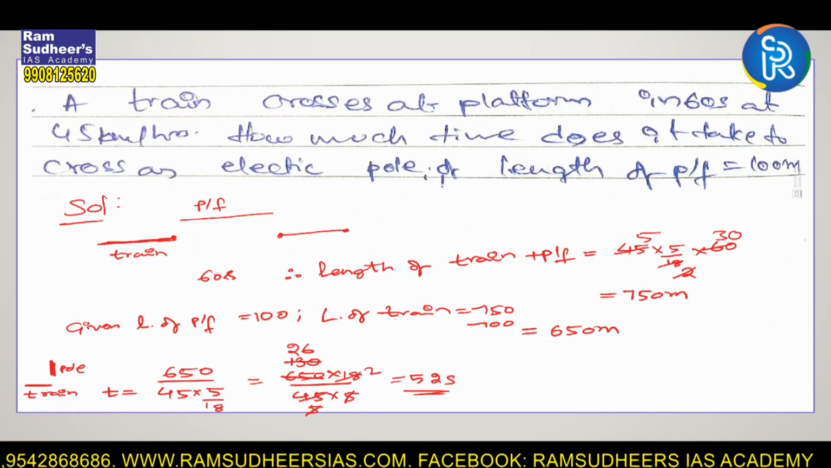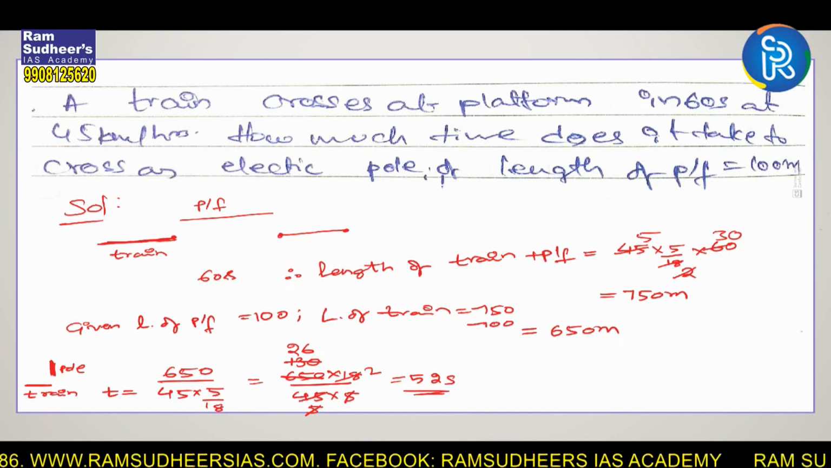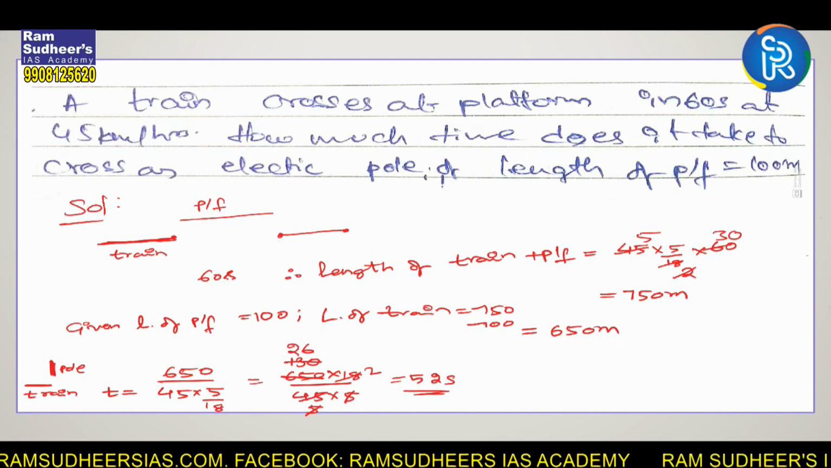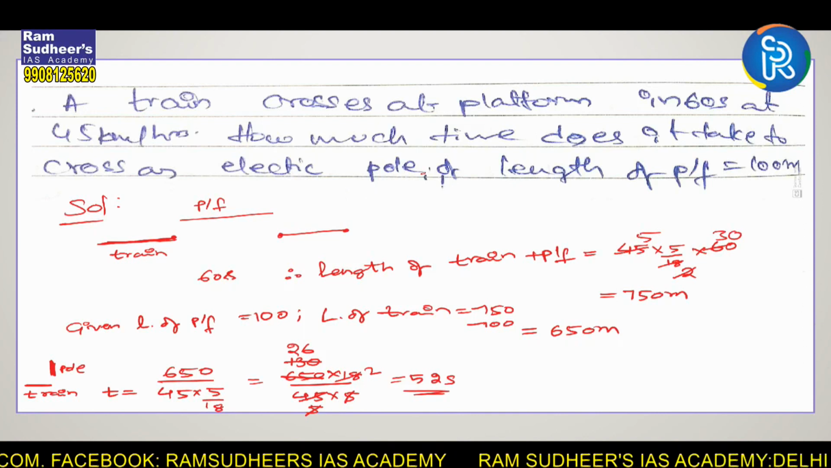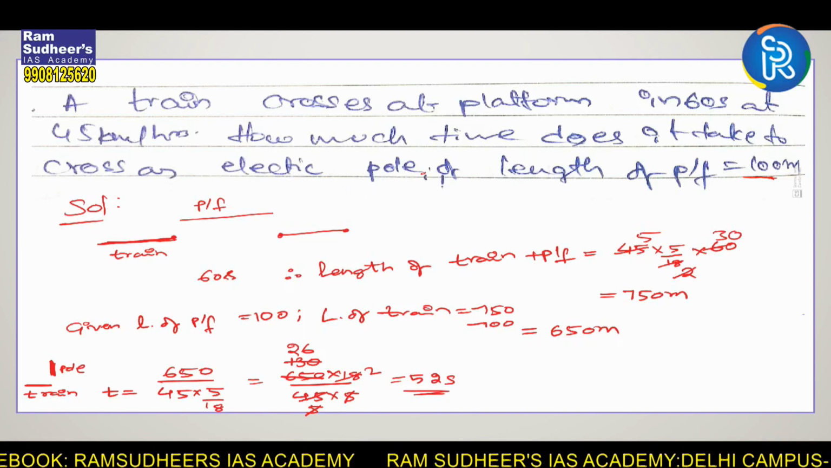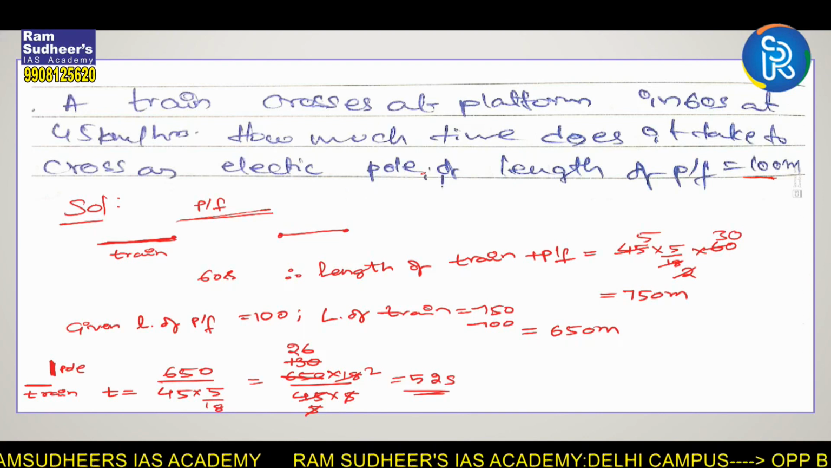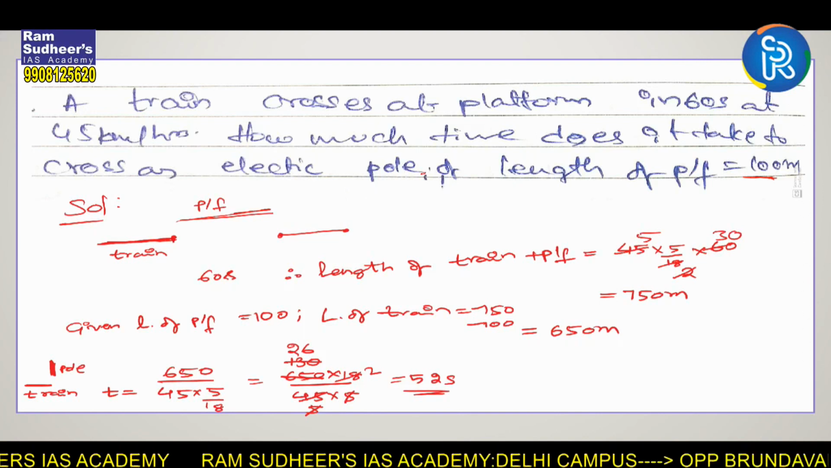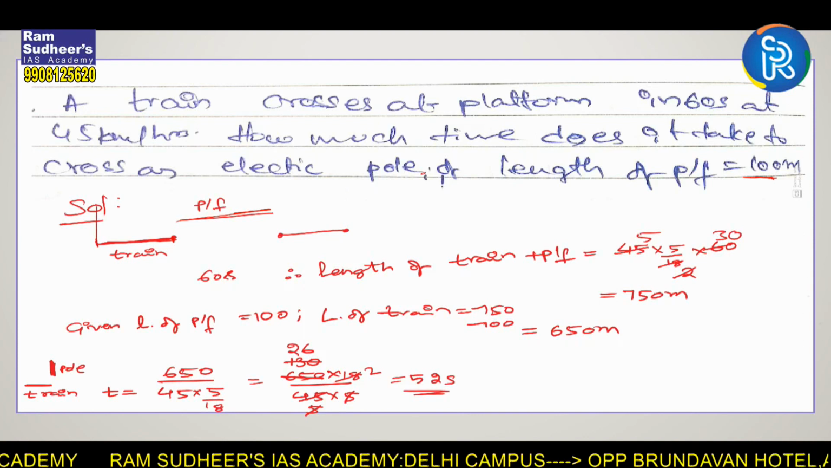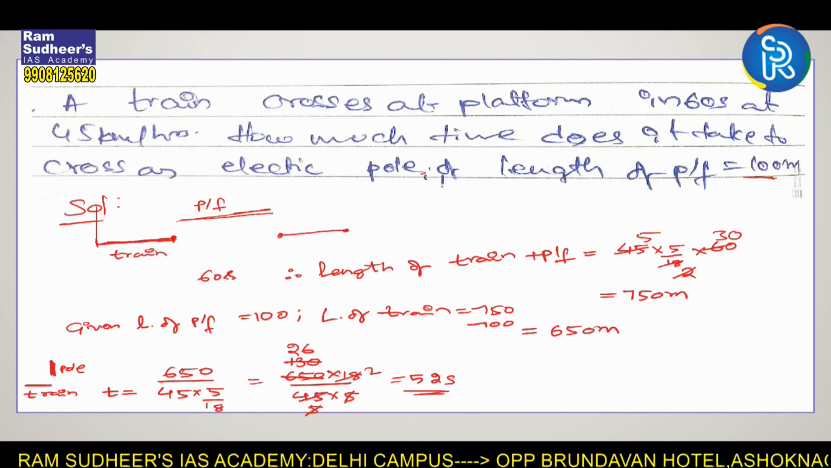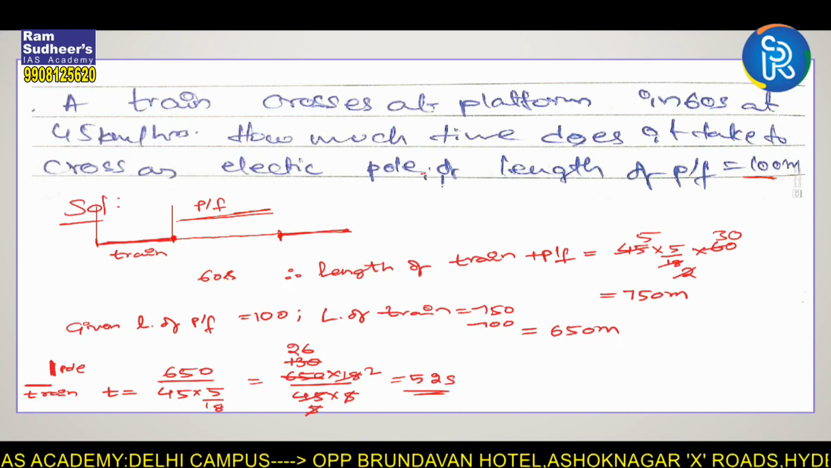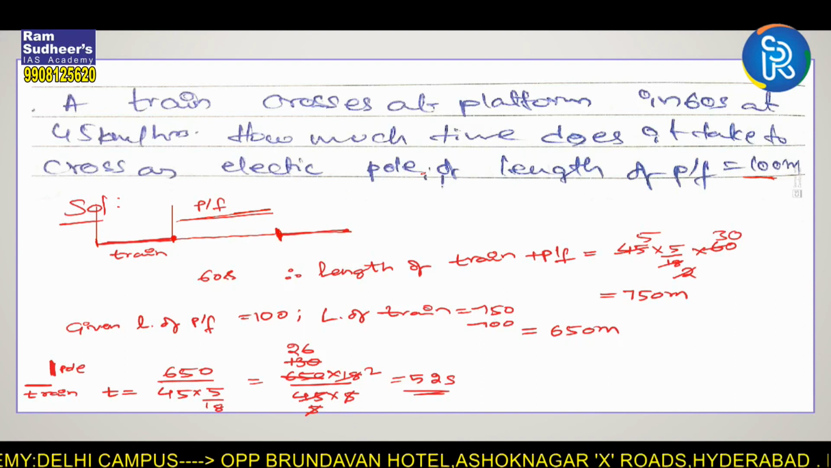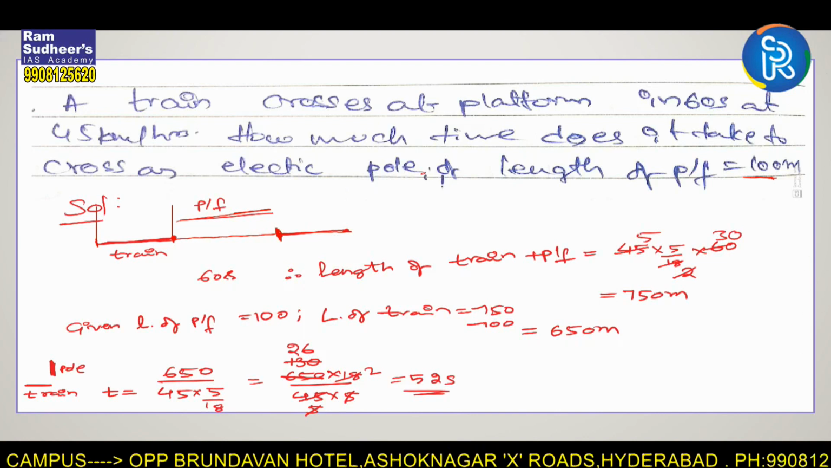A train crosses a platform in 60 seconds at 45 km per hour. How much time does it take to cross an electric pole? Length of platform is 100 meters. Now, a train is crossing a platform. It means that the head of the train crosses the platform and the tail of the train also crosses the platform. First, the head of the train is over here and this moves this way, and only after the tail of the train crosses the platform, it would be considered that the train crosses a platform.